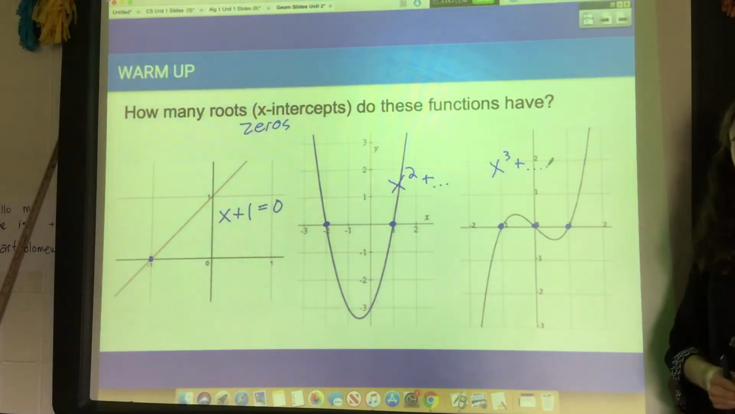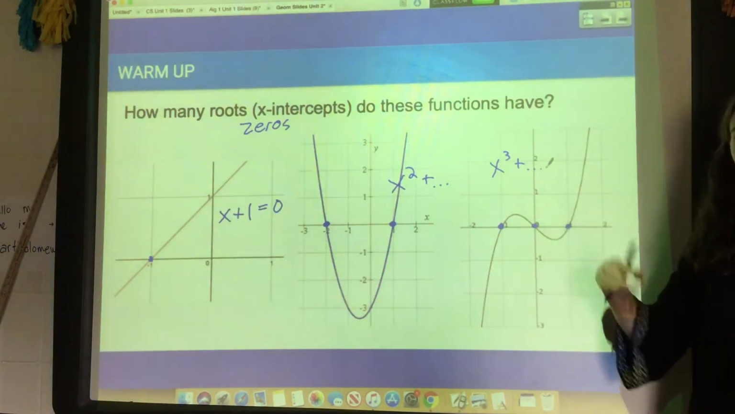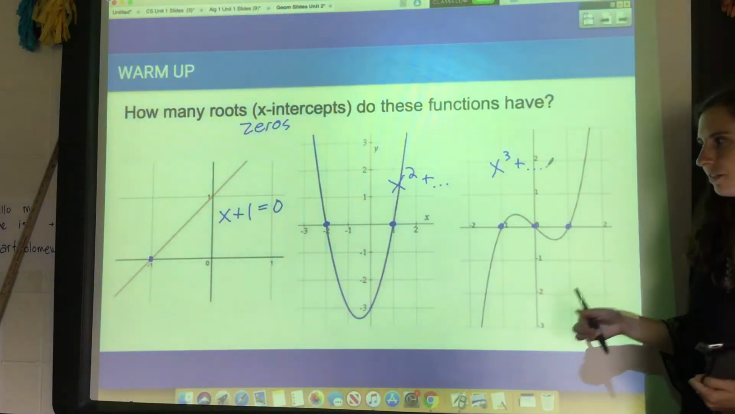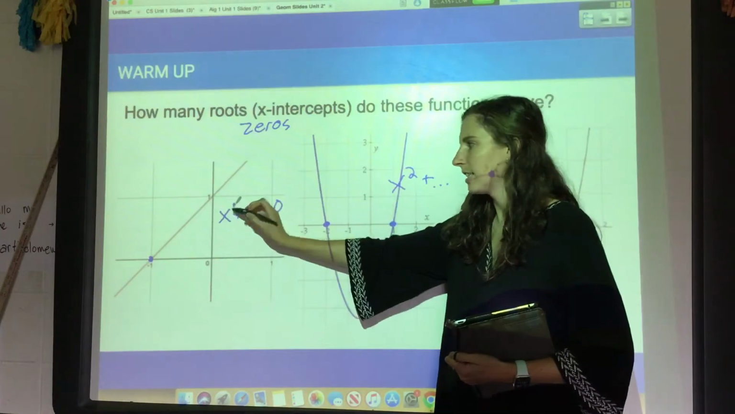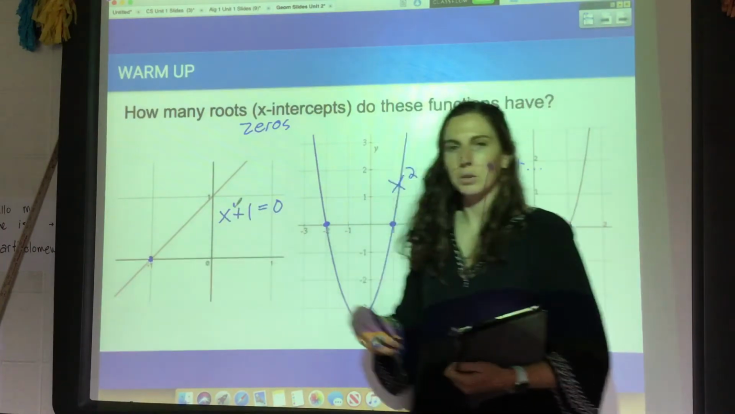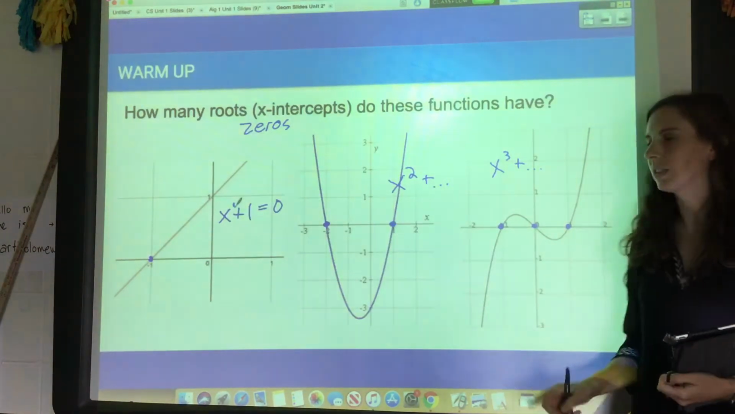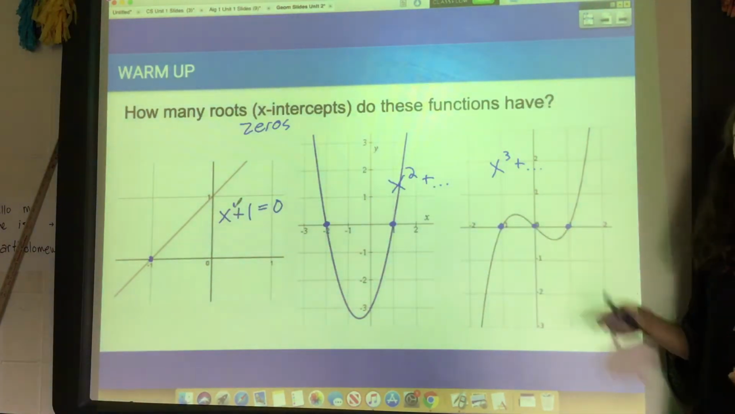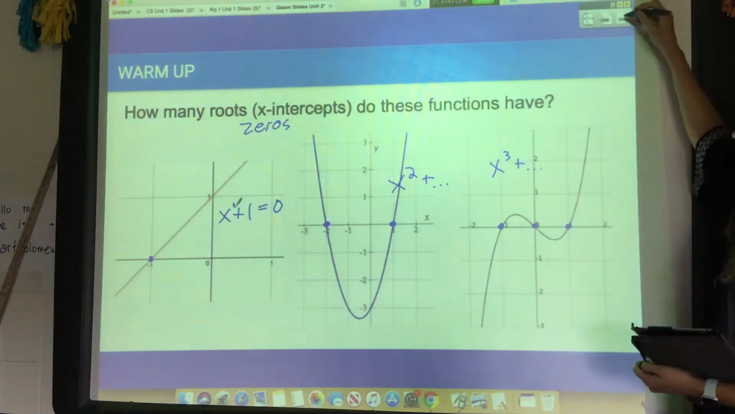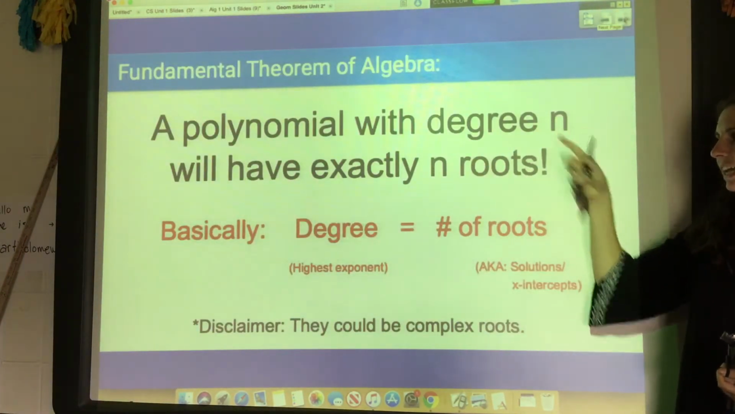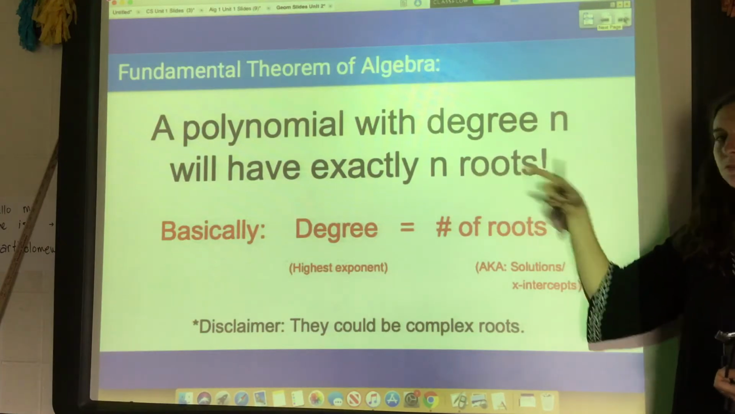So the pattern is the highest exponent tells you exactly how many roots it's going to have. Notice that this one has an exponent of 1 and it has one root. This one had squared, a 2, and it had 2 roots. This one was a 3 and it had 3 roots. That is the fundamental theorem of algebra. A polynomial of degree n will have exactly n roots.